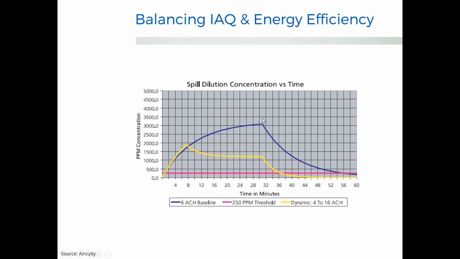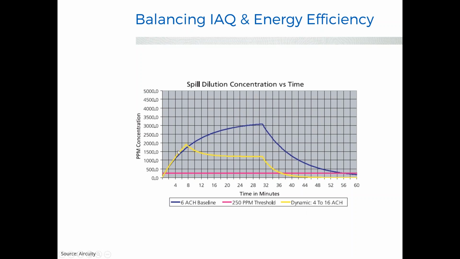So this is a graph, and my apologies if you've seen this before. This is a graph that shows a spill scenario, and you can see the concentration of this certain contaminant increasing over time. The blue is the baseline scenario where there's no dynamic ventilation strategy in place, so just 6 air changes per hour. And yellow is the dynamic scenario where we're going from 4 air changes per hour to 16.